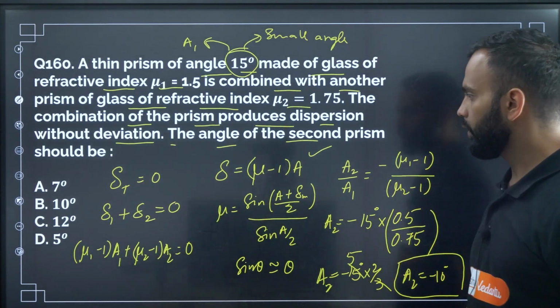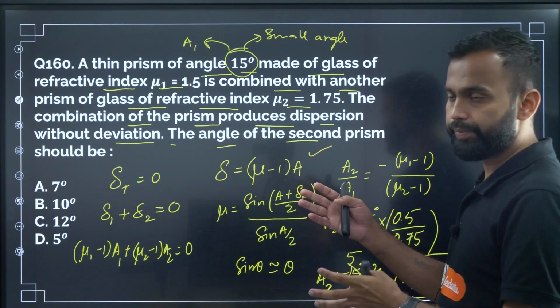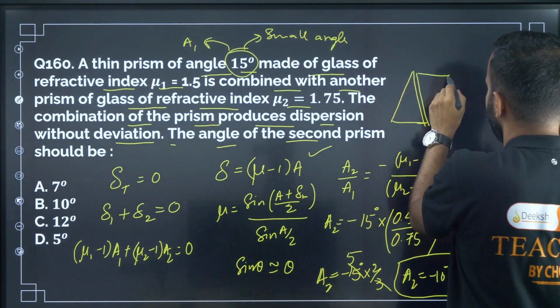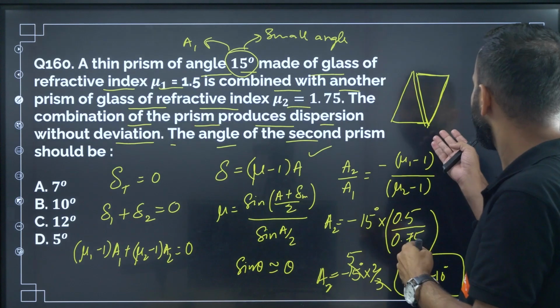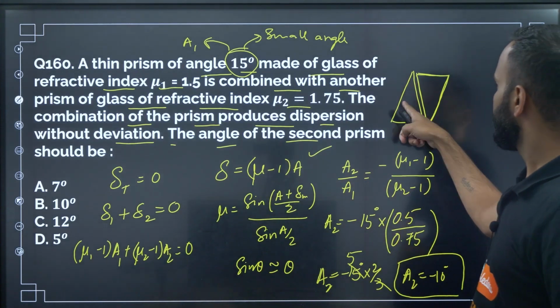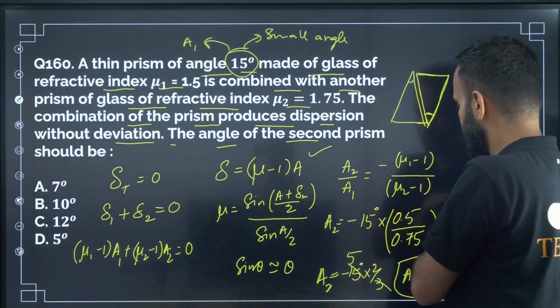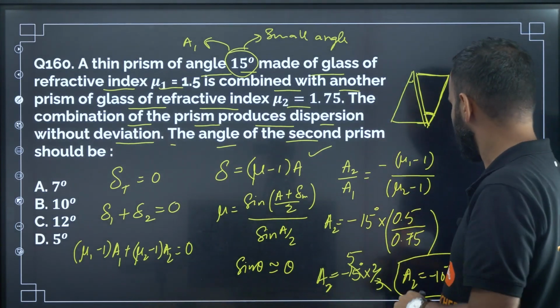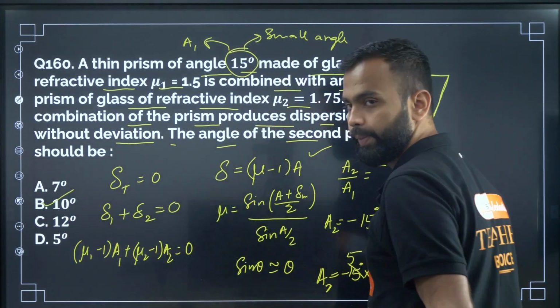Here, what is the meaning of the negative sign? The negative sign indicates that the position of the other prism is inverted. So this is how the combination looks like: 15 degree and minus 10 degree. It is inverted. Now the correct option is B.